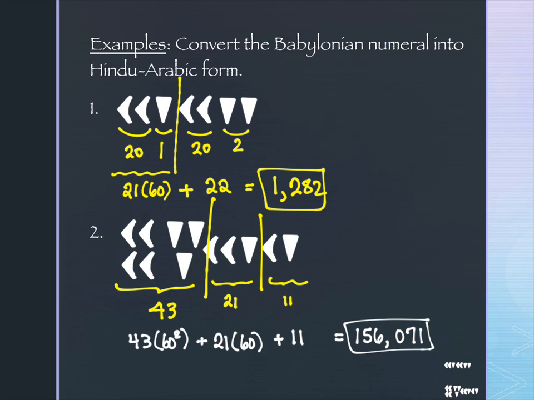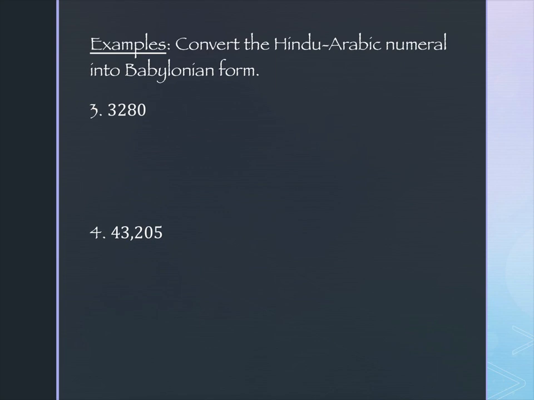Okay. Got to move on. 3280. All right, this is going to be a little different. We haven't had to turn something into another number system where we had place values to be concerned with. At least not place values that weren't base 10, because that's what the Chinese had. It was base 10. This is base 60.